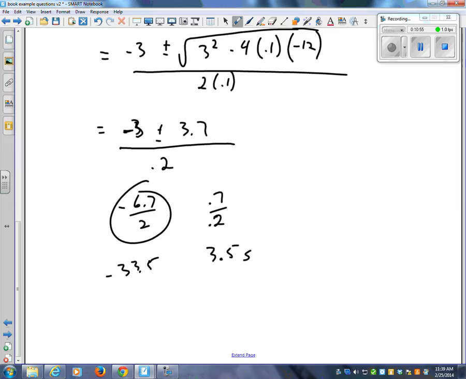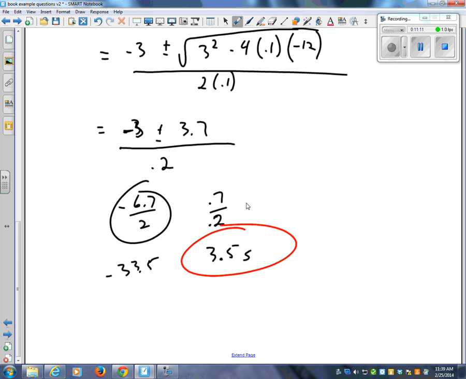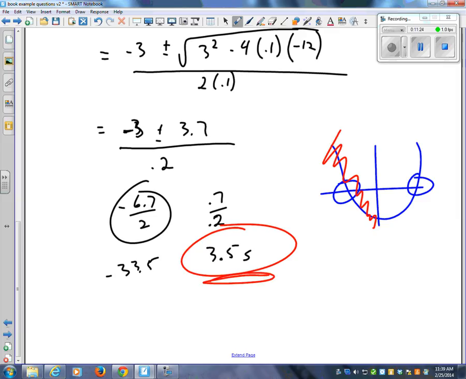Which one is the true answer? Can there be negative time here? No, there isn't. Because you've got a graph that looks kind of like this, right? You're solving for that one and that one, but because time doesn't exist in the negative sense, then that part of the graph really isn't there, which is why we picked positive time.